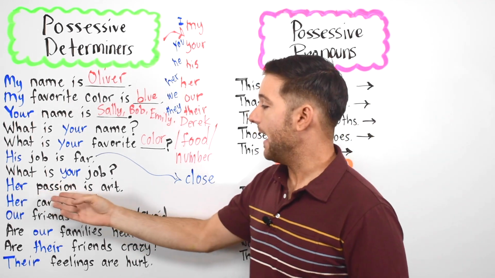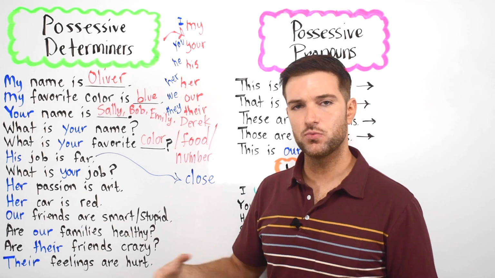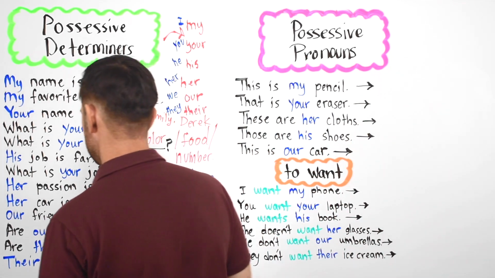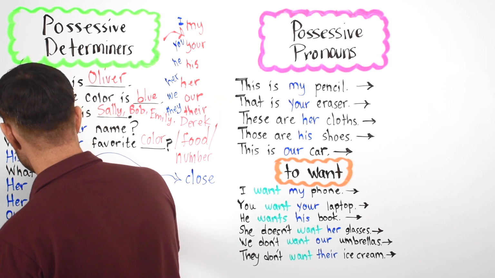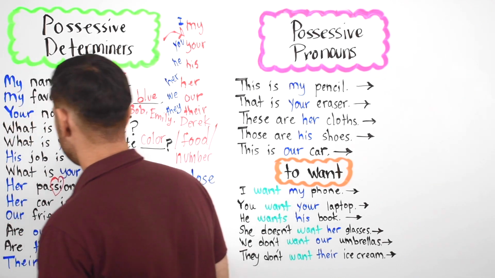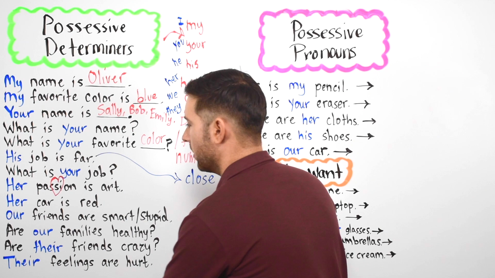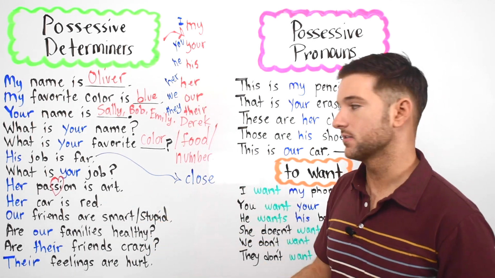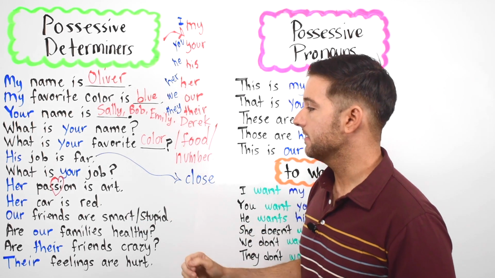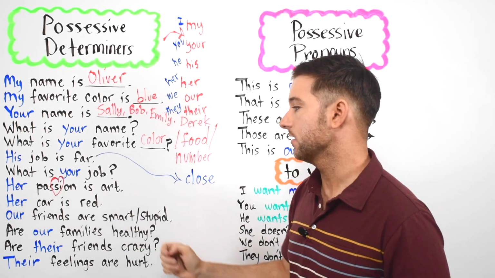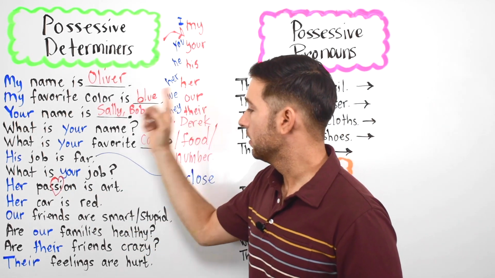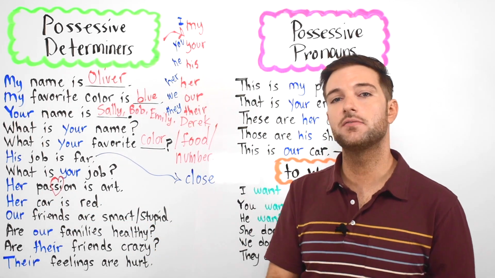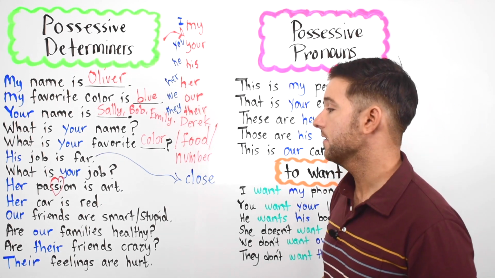It says her passion is art. Passion is what you love to do, what you really aspire to do in your life. So we'll put a little heart around passion. So her passion is art. She likes drawing pictures. She likes painting things, okay? She loves creating things. Her passion is art. Her car is red, how she drives. The vehicle she drives is red in color, okay?